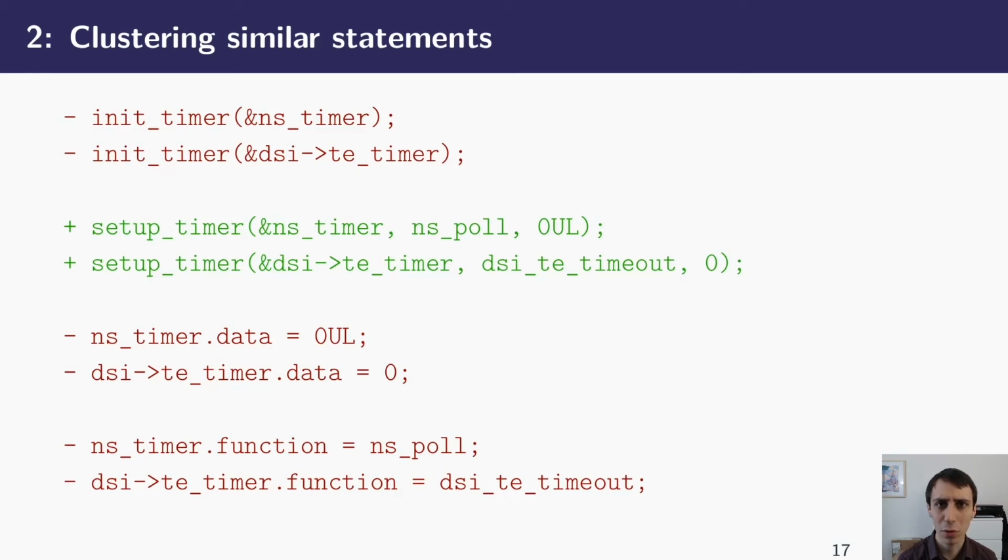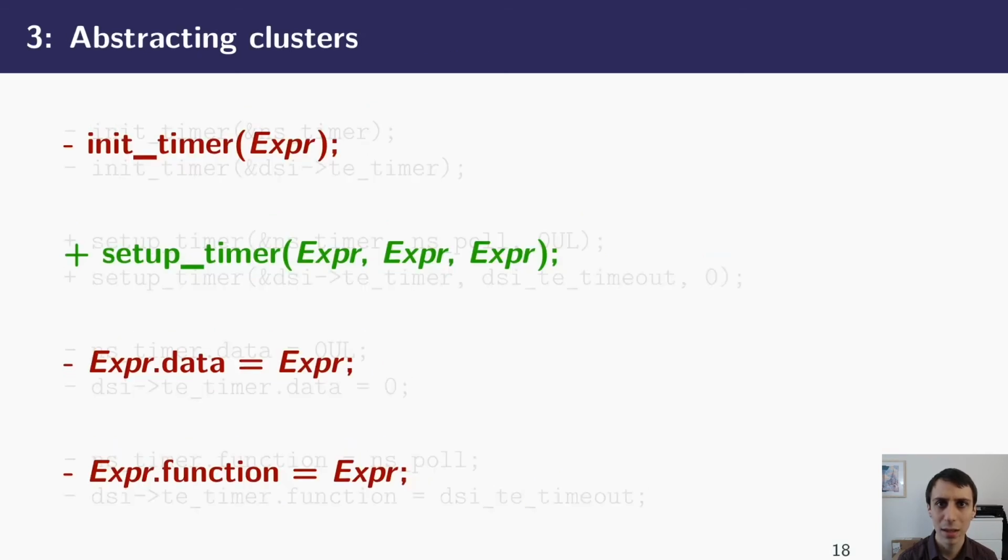Here, Spinfer created four clusters, one for the init timer calls, one for the setup timer calls, one for the data field initializations, and one for the function field initializations. After the clustering, Spinfer creates an abstraction, one for each cluster, that matches all members of its cluster. Here, we have four clusters, so Spinfer created four abstractions.